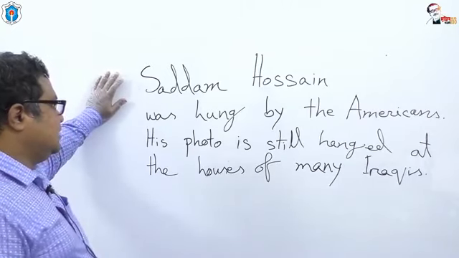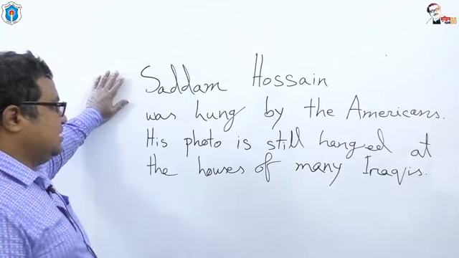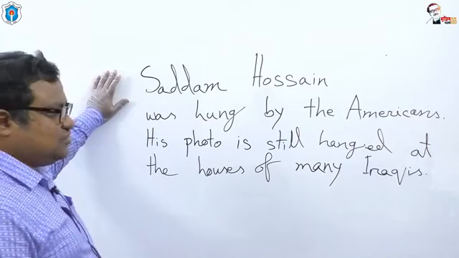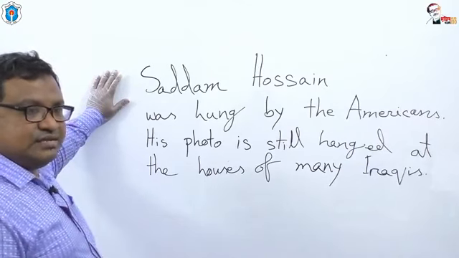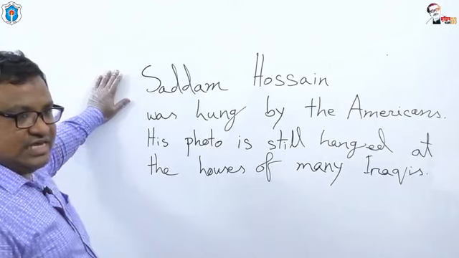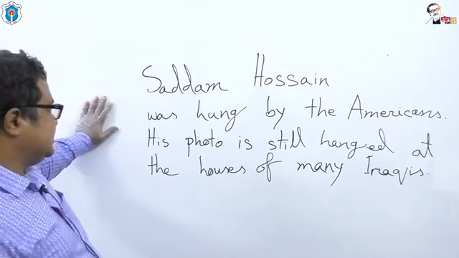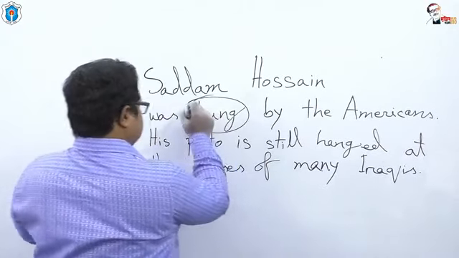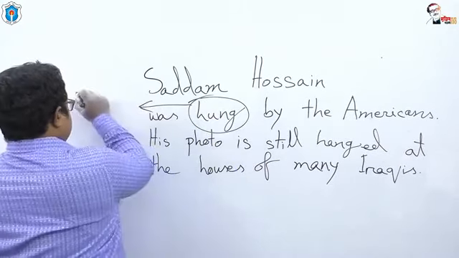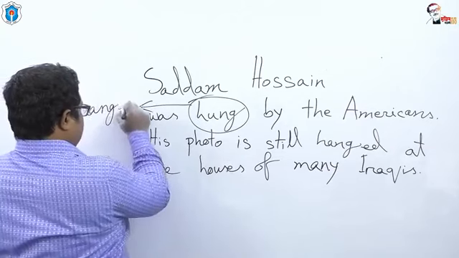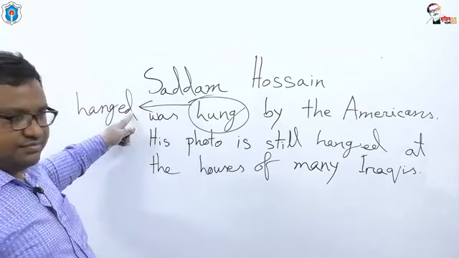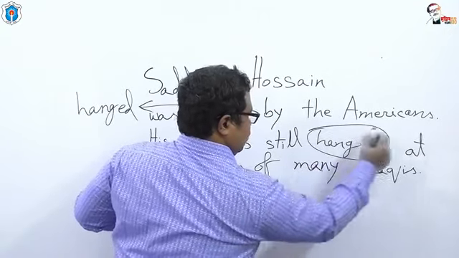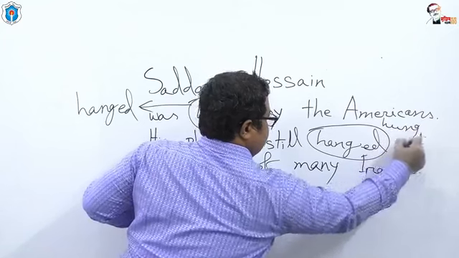Saddam Hussein was hung by the Americans. His photo is still hanged at the houses of many Iraqis. What is the problem with these two sentences? The problem with these two sentences is when somebody is executed, he is actually hanged, phashi deya. His photo is still hanged. No, it is hung.